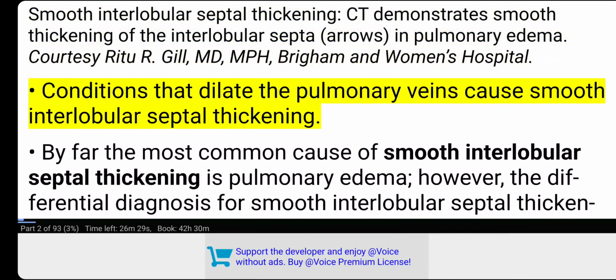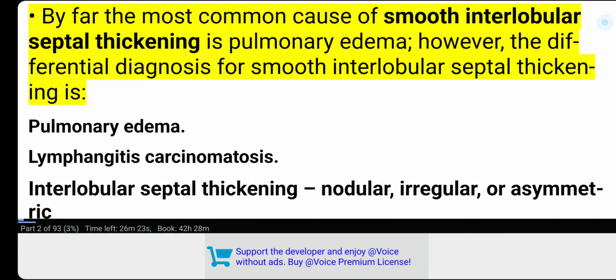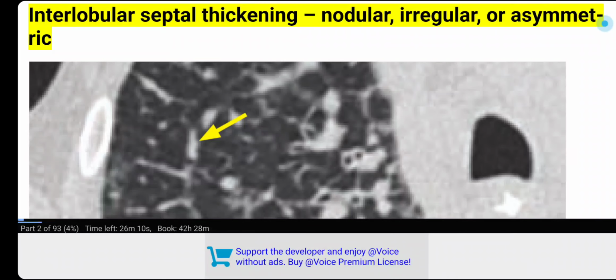Conditions that dilate the pulmonary veins cause smooth interlobular septal thickening. By far the most common cause of smooth interlobular septal thickening is pulmonary edema. However, the differential diagnosis for smooth interlobular septal thickening is pulmonary edema, lymphangitic carcinomatosis.